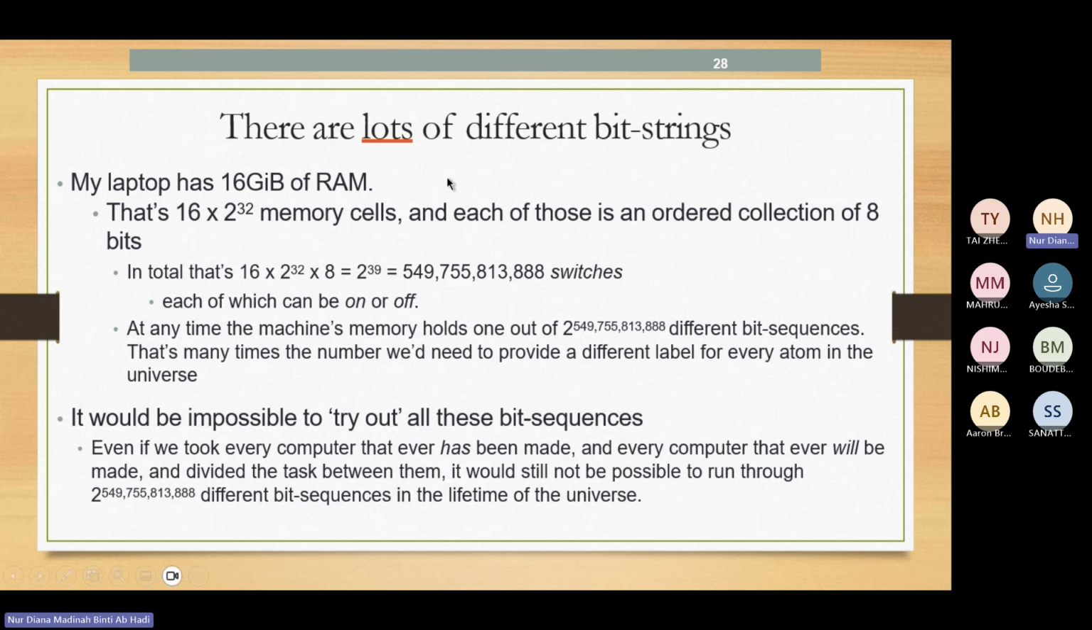Okay, so there are lots of different bit strings. So for example, my laptop has 16 gig RAM. Okay, so 16 times 2 to the power of 32 memory cells, and each of them is an ordered collection of 8 bits. Okay, how do we calculate this? Do you remember we need to extract the information first? So we have 16 times 2 to the power of 32 memory cells, right? And each of them has 8 bits.